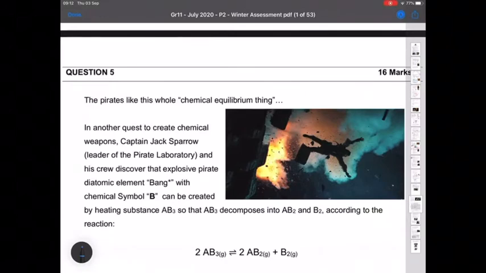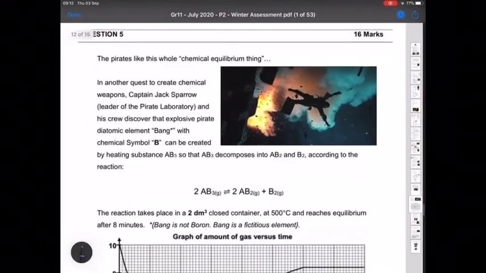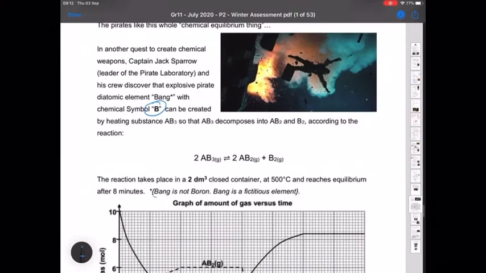Okay, so question 5. The pirates like the whole chemical equilibrium thing. In another quest to create chemical weapons, Captain Jack Sparrow, leader of the pirate lab, and his crew discover an explosive diatomic element, bang, with the symbol B. There was a little disclaimer that bang is not boron. Bang is just a fictitious element, so please don't treat it as boron, but that doesn't have much consequence. Bang can be created by heating AB3, so that AB3 decomposes to form AB2 and B2.